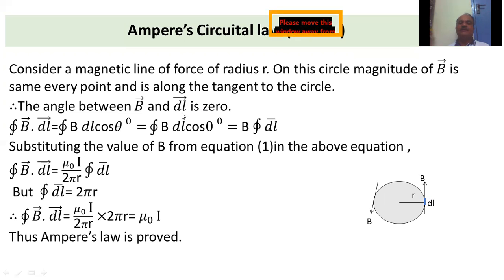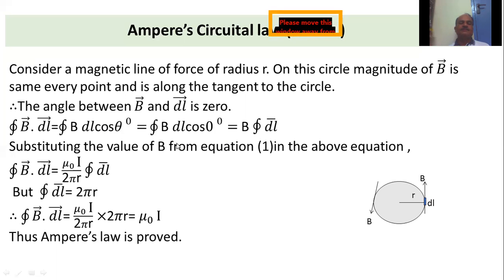The angle between B and dl is 0. Then what happens to this closed integral of B dot dl? It is a dot product, so it is written as B dl cos theta, and this theta is 0 as I told you. So this becomes the closed integral of B dl cos 0. Cos 0 is 1, so this can be written as B times the closed integral of dl.